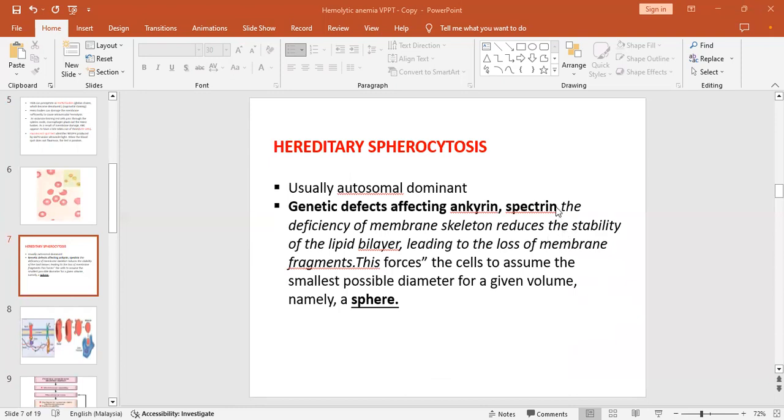The second hereditary hemolytic anemia, which will be discussed today, is hereditary spherocytosis. It is an autosomal dominant condition. It is a genetic defect affecting spectrin and ankyrin. The deficiency of membrane cytoskeleton produces abnormality of the lipid bilayer, leading to the loss of membrane fragments. This forces the cell to assume the smallest possible diameter for a given volume, namely a sphere.